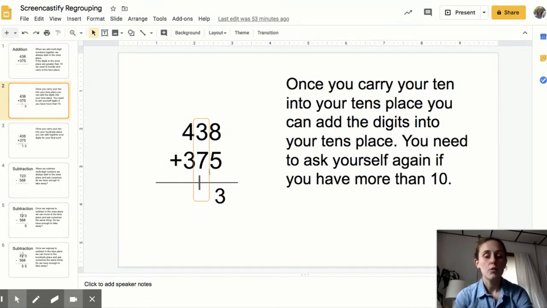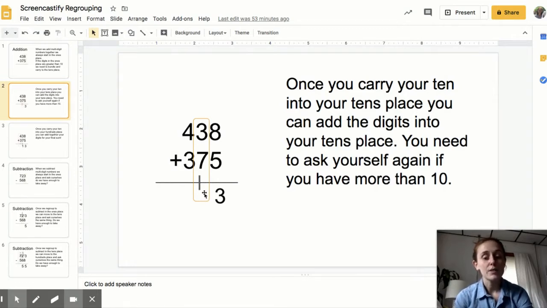Now I'm going to move over to my tens column. I have a 3, a 7, and that extra 10 that I just carried over from my ones. So I'm going to add these 3 digits together. I know that 7 plus 3 gives me 10. 7 and 3 are friends of 10, plus my extra 10 is going to give me a total of 11.